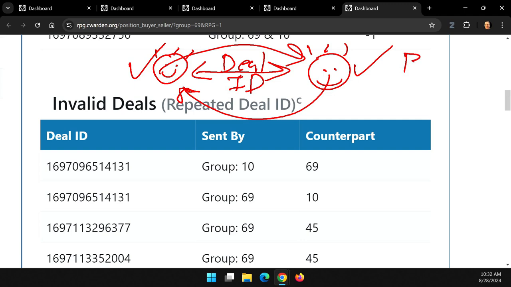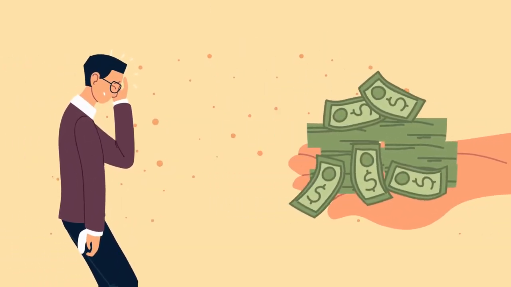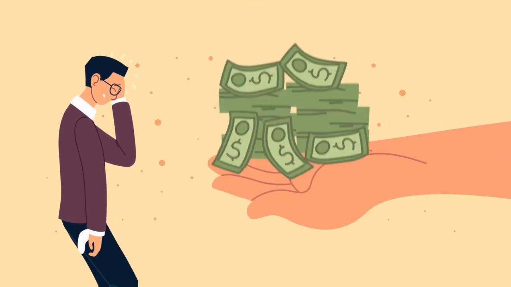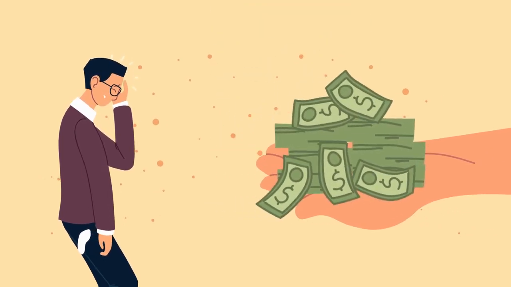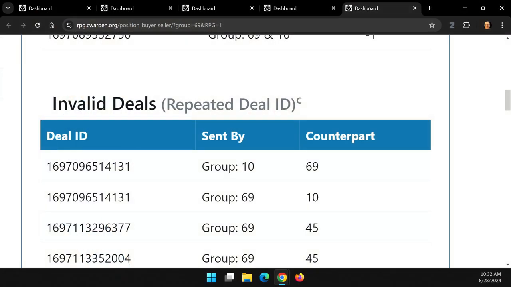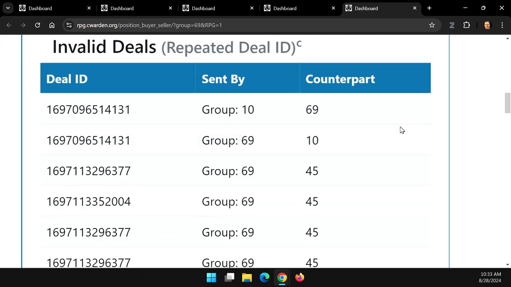Just like a bank transfer or a bank number or a case number. Be very, very careful. Many people, many companies have lost millions and millions of dollars by using the wrong number or repeating a number or just typing it wrong on the computer keyboard. So in our game, we pay attention to this. It's very important. What happens if you make this mistake? Well, if you make this mistake, we can see that it falls into this invalid deal area.